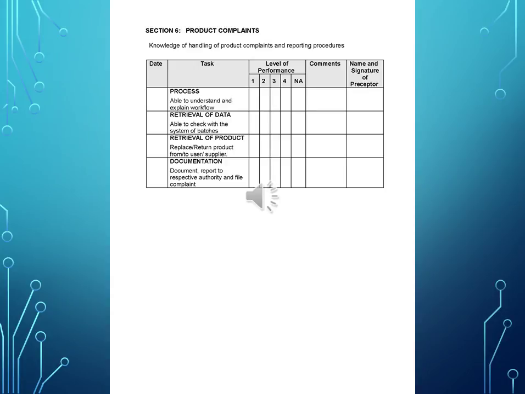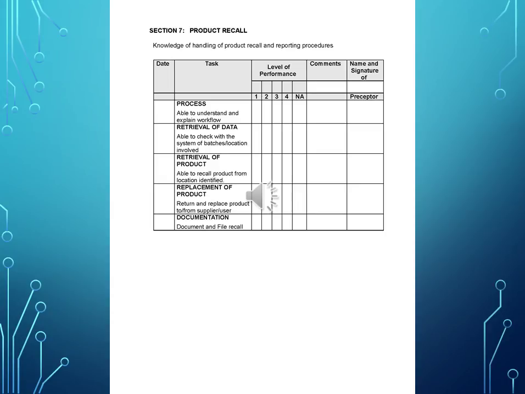Section 6. Product complaints. Knowledge of handling of product complaints and reporting procedures. Date, task, level of performance, comments, name and signature of preceptor. Process: able to understand and explain workflow, retrieval of data. Able to check with the system of batches, retrieval of product. Replace/return product from/to user/seller. Documentation: report to respective authority and file complaint.